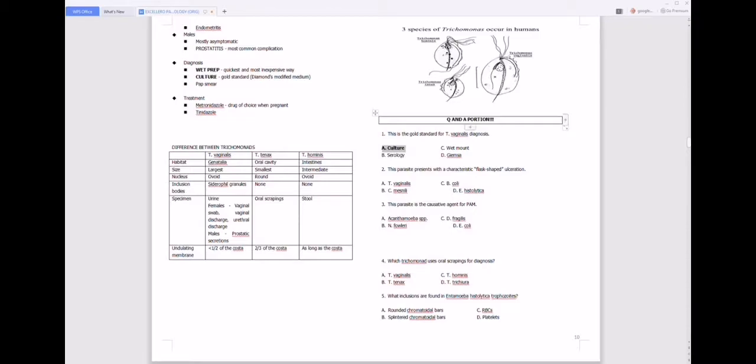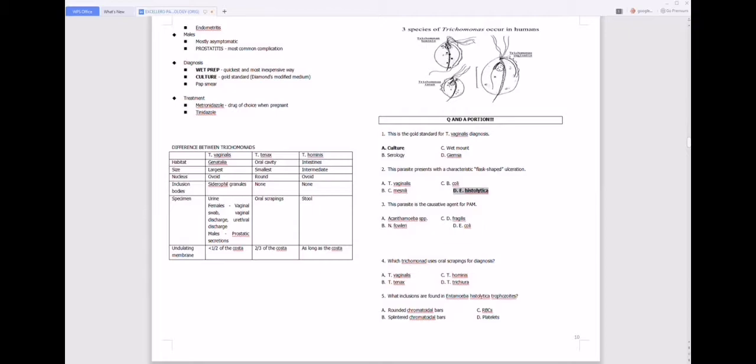Number 2, this parasite presents with a characteristic flask-shaped ulceration. Flask-shaped. A. Trichomonas vaginalis. B. Chilomastix mesnili. C. Balantidium coli. Or D. Entamoeba histolytica. So the answer is letter D.